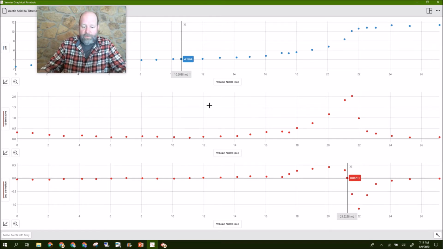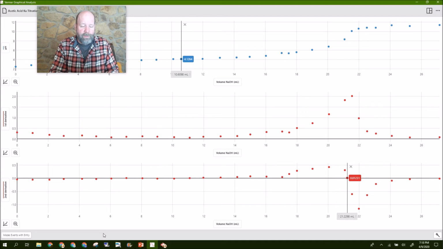So with a pH of 4.1264, that is also my pKa. And if that's my pKa, then I can find my Ka, right? Because the negative log of the Ka is what pKa is. So I'm going to undo that. I'm just going to put 10 raised to the negative 4.1264. And that gives me a Ka of 7.47 times 10 to the negative fifth.